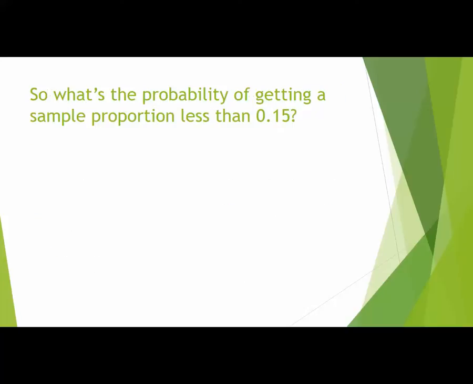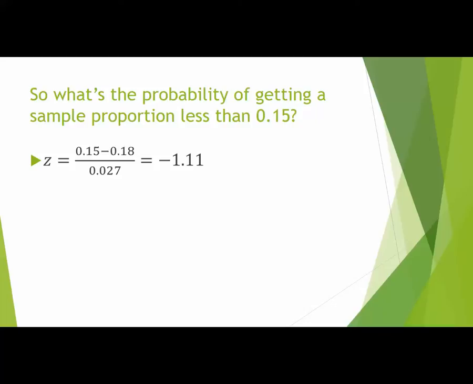So let's see how we use this theory to answer questions. If we do sample 200 adults, what's the probability that in our sample we get less than 0.15 of them who smoke, or less than 15%? Remember, for the population as a whole, it's 18%. But it could happen that we get less than 15%.